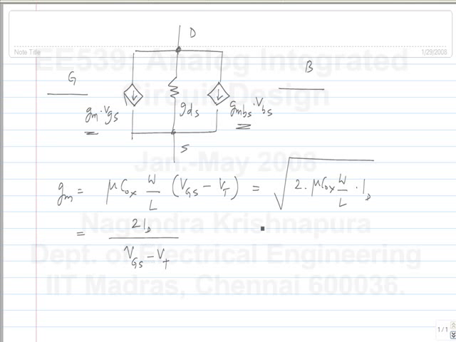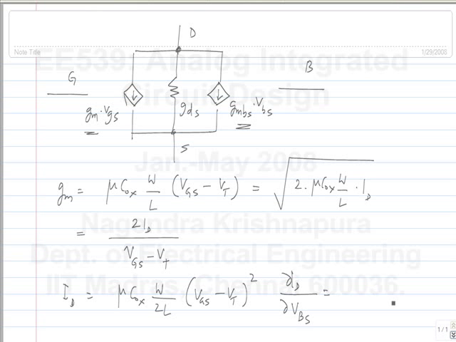Now GMB has some dependence on... So ID is mu C aux W by 2L VGS minus VT square. What will this be? What is it going to be?